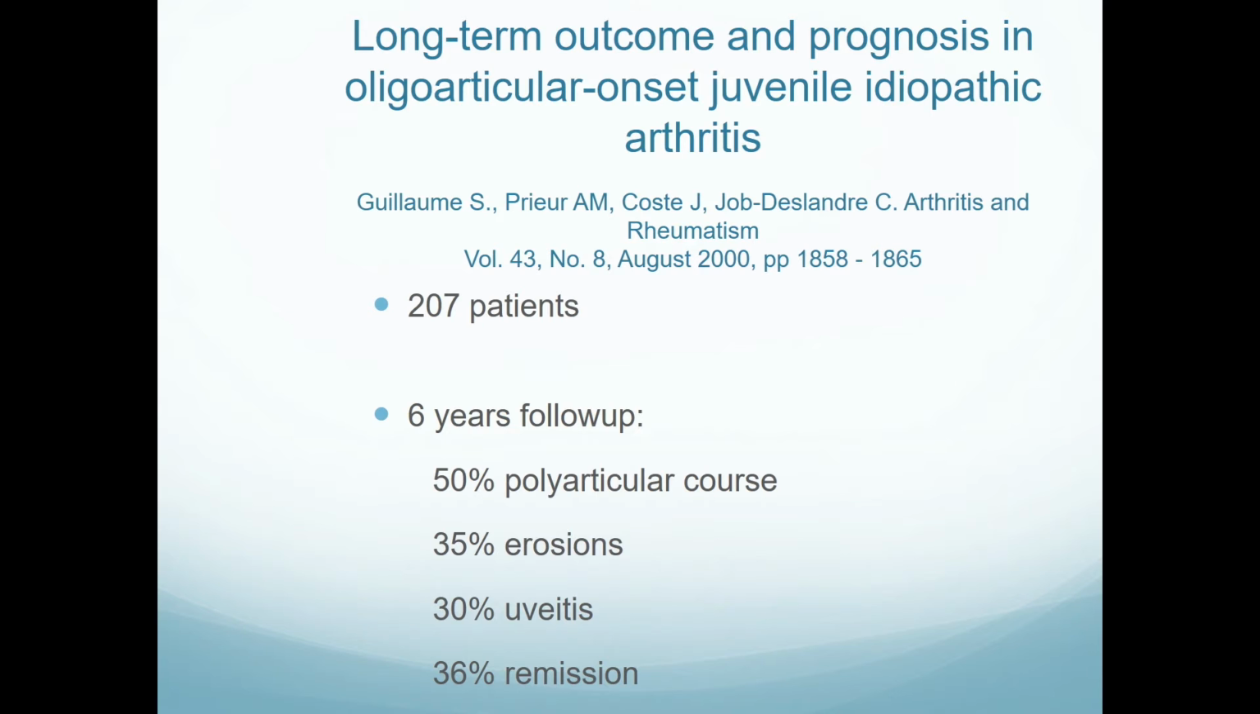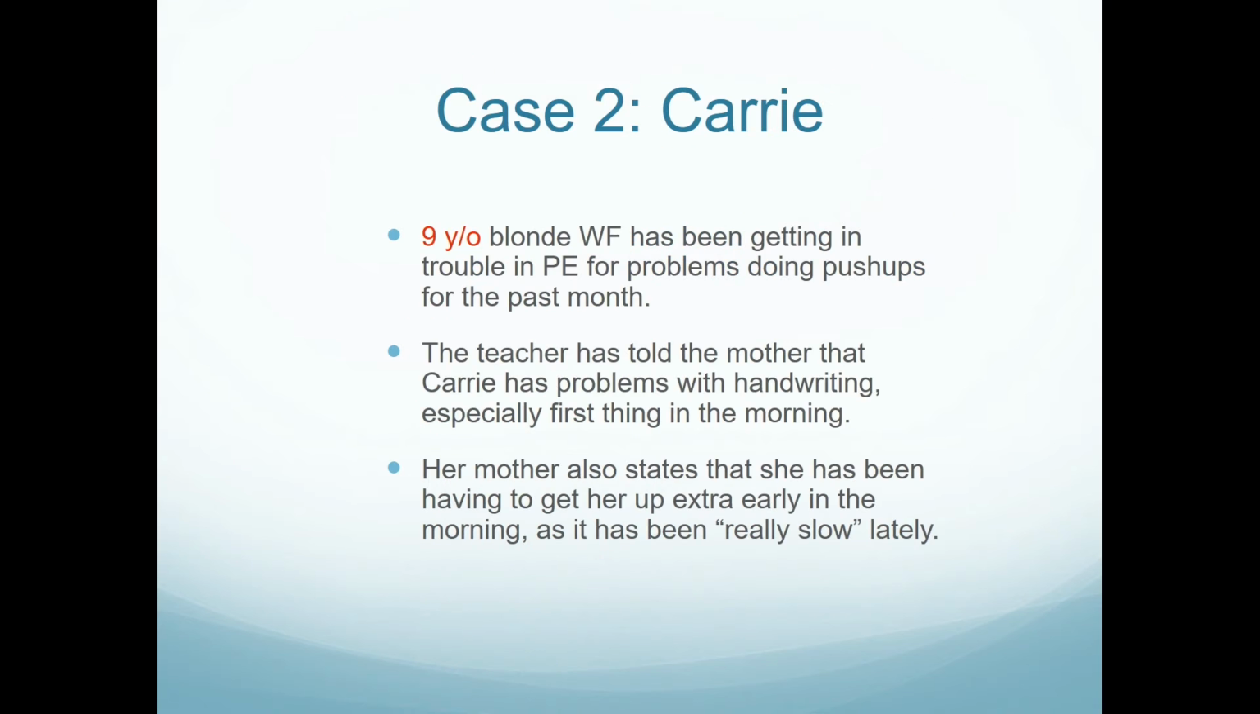This is a lovely study that was done in France that looked at kids 6 years from the diagnosis of oligoarthritis. And so the question was how were they doing, right? So unfortunately, about half of them developed a polyarticular course. Fully 1/3 of them developed bony erosions, 1/3 of them developed uveitis, and only 1/3 of them were in remission. Okay, so this is a chronic condition like diabetes or high blood pressure. This is not something people will typically grow out of. Okay, so this brings us to the next case.